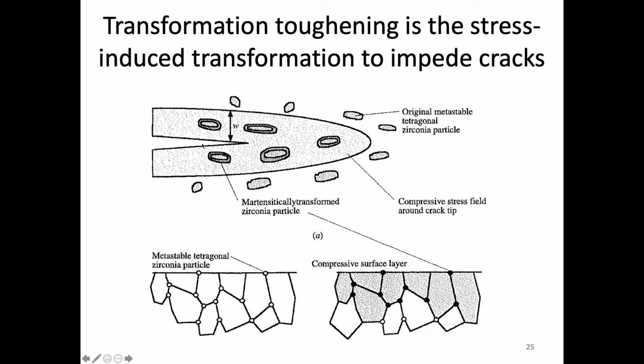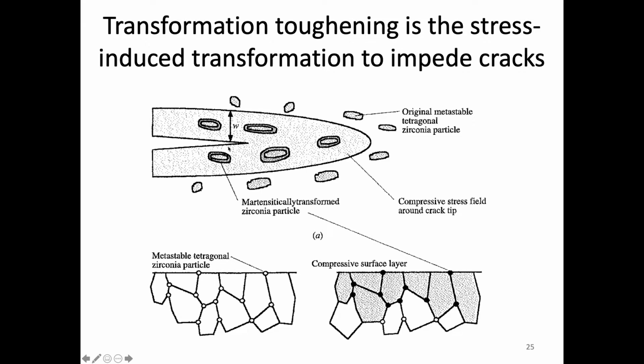The difference here is that in this ceramic matrix, we also have some particles. So you'll notice these particles. In this case, these are tetragonal zirconia particles, and these are actually metastable. And so that's going to be important throughout this discussion. So when there's a stress applied, the area around the tip is obviously going to be affected.